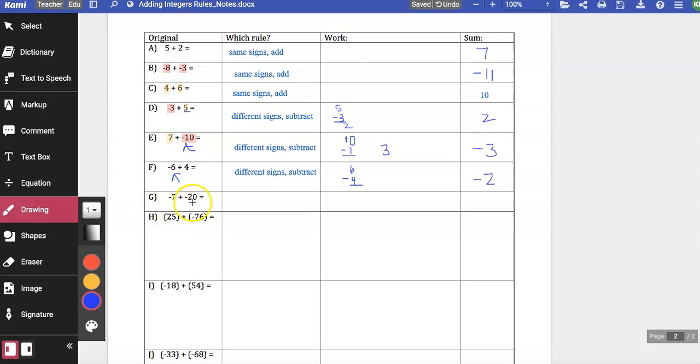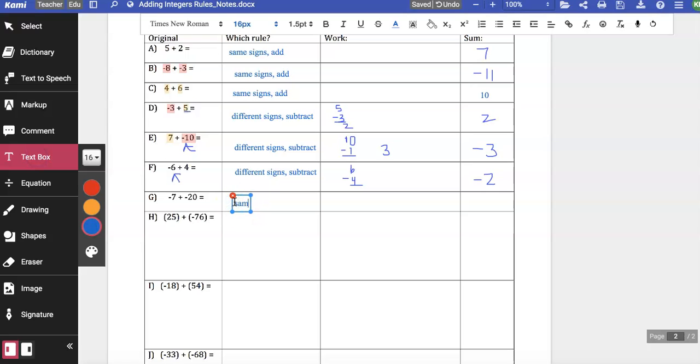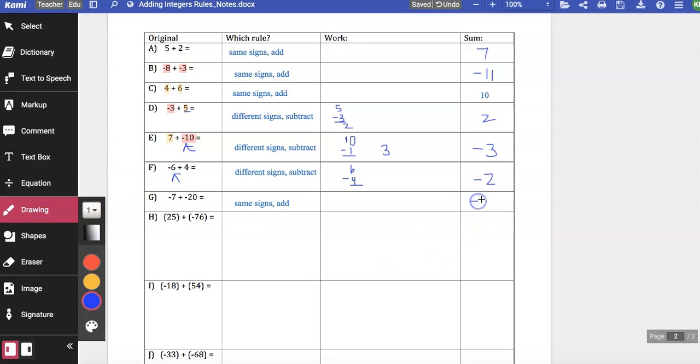Letter G, negative 7 and negative 20, those signs are the same. So same signs we add. So 20 plus 7 is 27, and we keep the same sign. So if we had 7 negatives and 20 negatives, now we have negative 27 negatives.